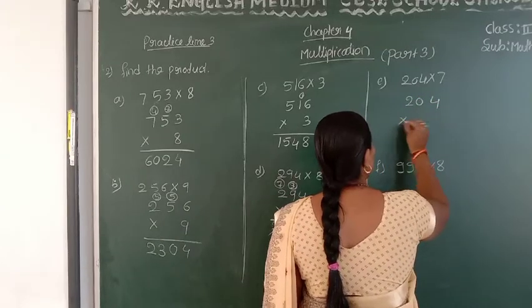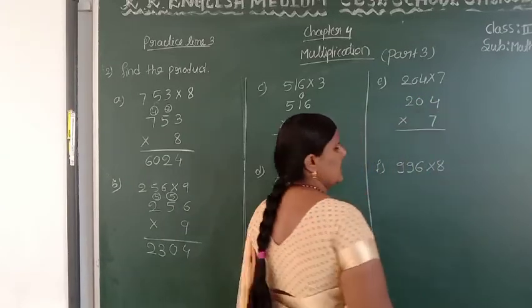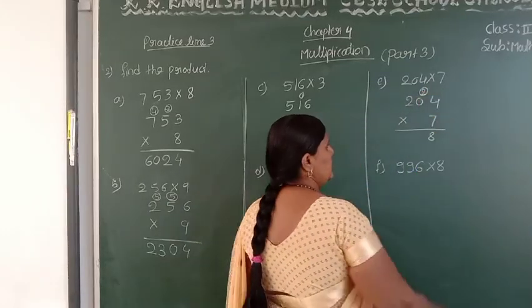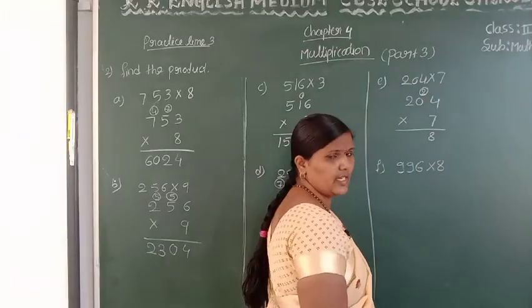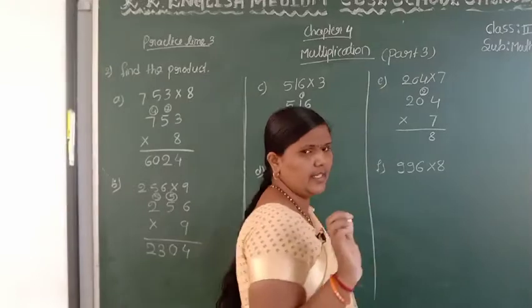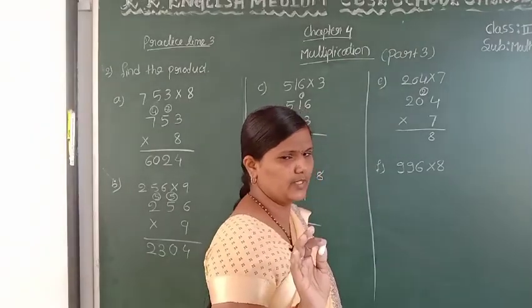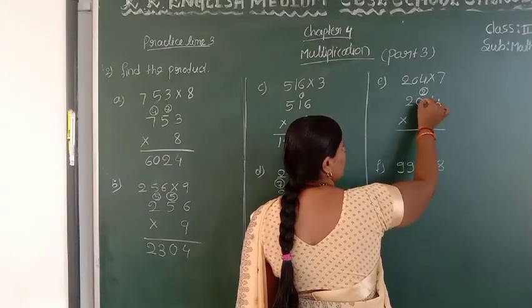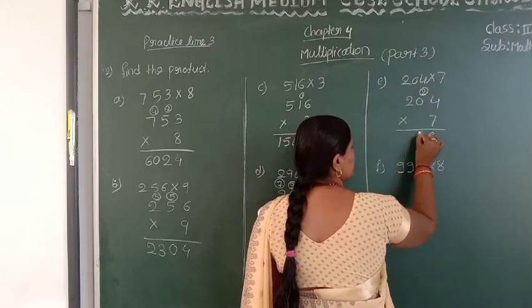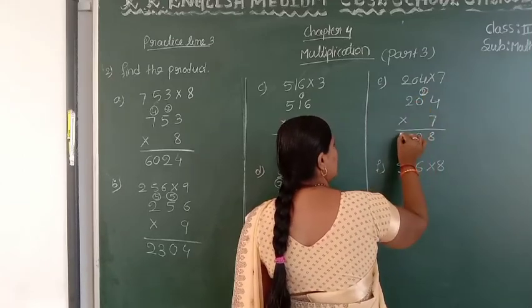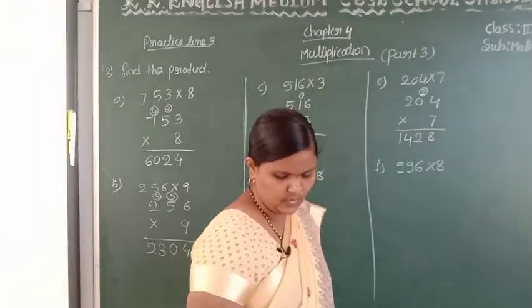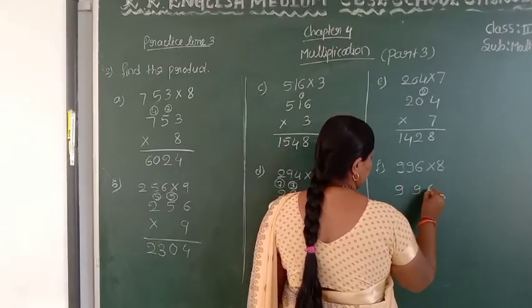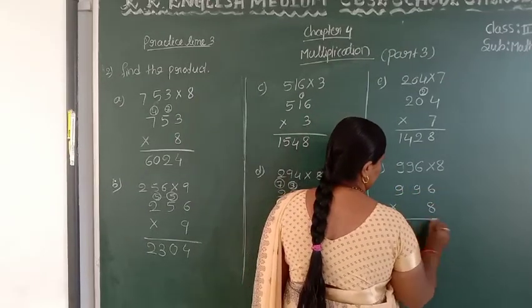Next, E1, 204 into 7. 7 4s are 28, write 2 here and write 8. And 7 into 0: if you multiply any number with 0, the answer will come 0 itself. Okay. Don't write that number. 7 into 0, 0 plus 2 is 2. Write here 2. 7 2s are 14. And answer is 1428.